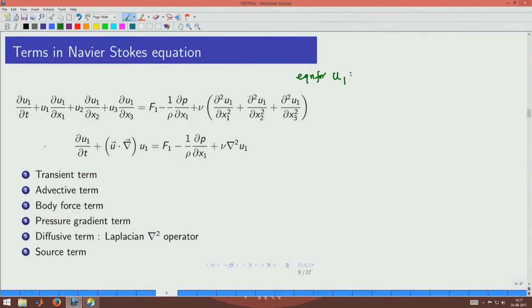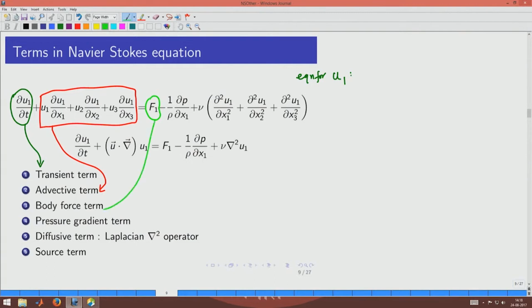So, the transient term is this. The first term, the partial derivative of the velocity with respect to time, is called the transient term. The second term is where the velocity is affecting the momentum. The momentum is affecting itself, and this is called the advective term, which comes as part of the material derivative. The third term is the gravity or electromagnetic forces causing the flow, and this is called the body force term.